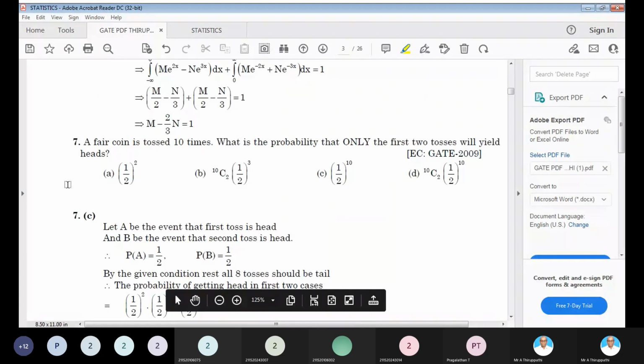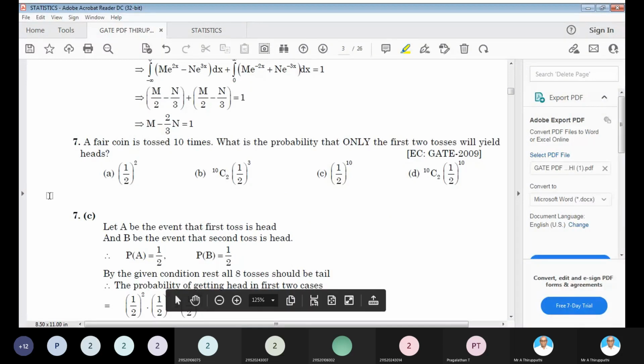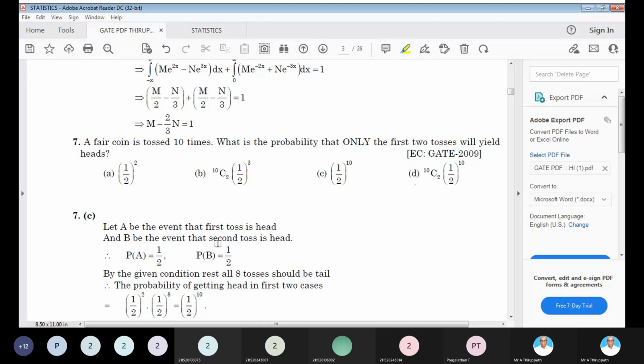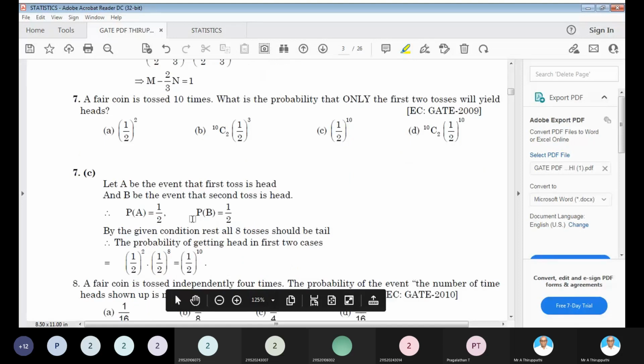Next, a fair coin is tossed 10 times. What is the probability that only the first two successes will be heads? Four different options are given. Now, let A be the event that the first toss is head, and let B be the event that the second toss is head. So P of A is 1 by 2, P of B is 1 by 2.